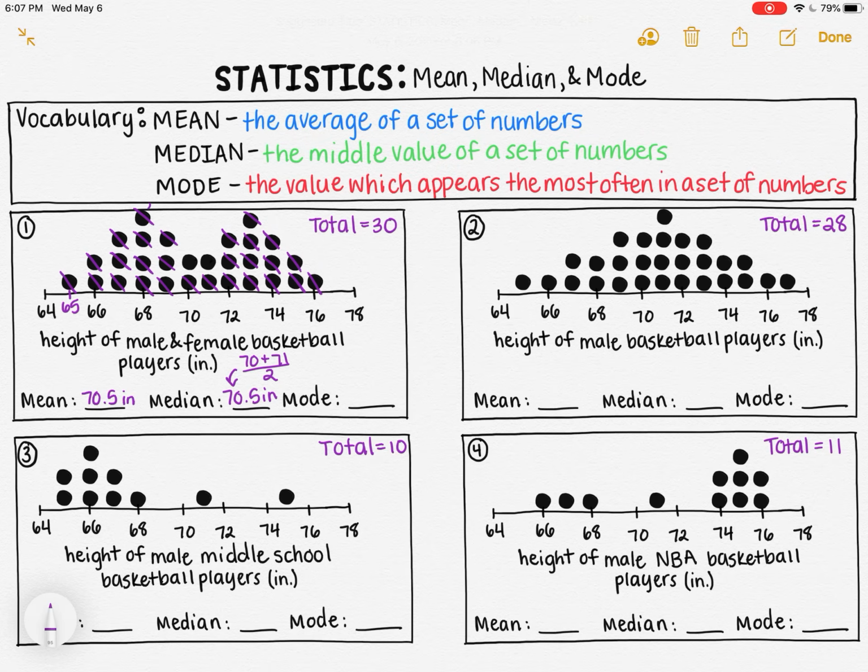Now the mode is the value that appears most often in a set of numbers. So in a dot plot, we're looking for the peak. Now in this one, there's two peaks. There's a peak at 68, which has 4 dots, and at 73, which also has 4 dots.